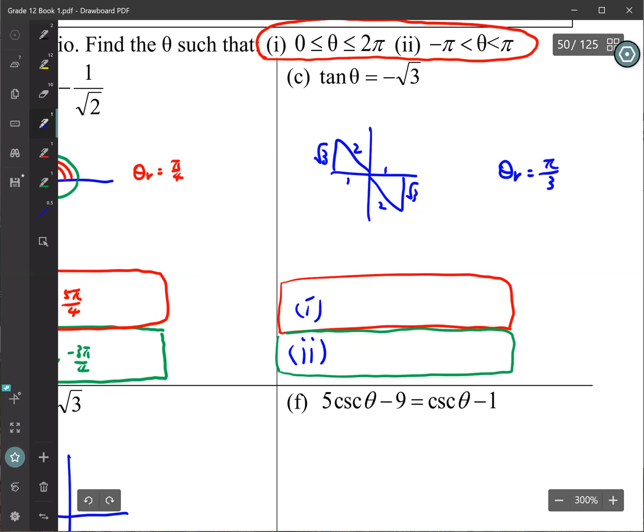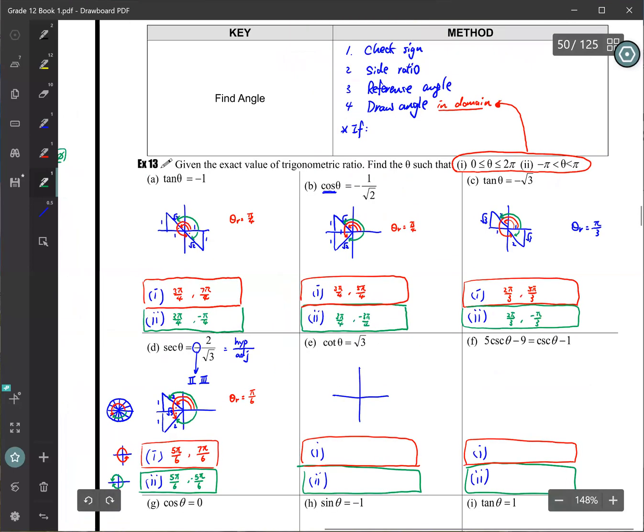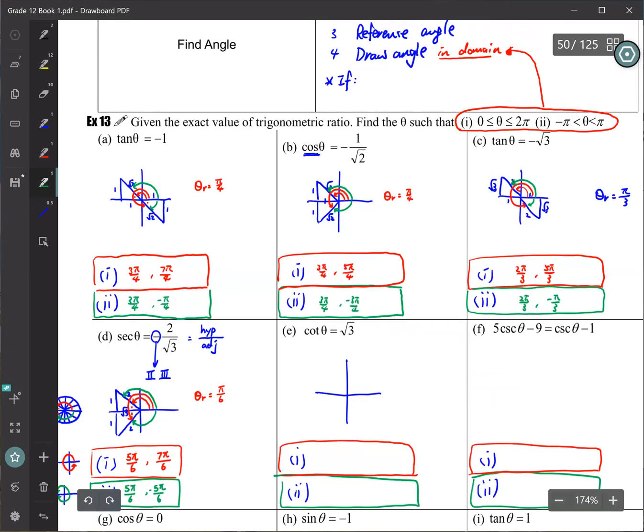So our first answer will be 2 pi over 3, second answer, 5 pi over 3. Okay. And then the green answer, 2 pi over 3, and the second one, negative pi over 3. Okay, very good. Does anyone have questions so far? Anyone got different? If you get something different and you'd like me to explain again why we get those answers, you can let me know, okay?